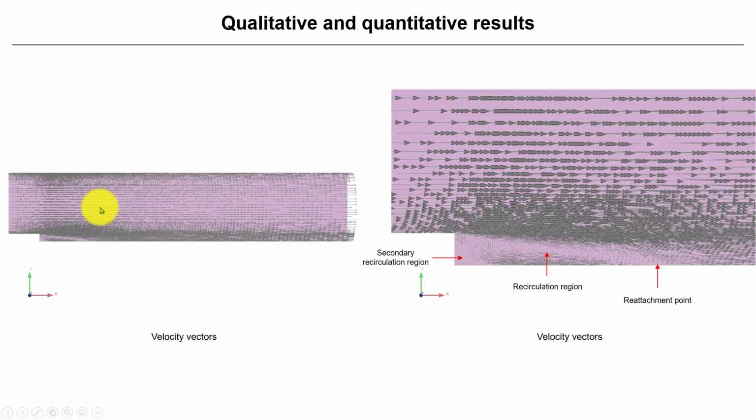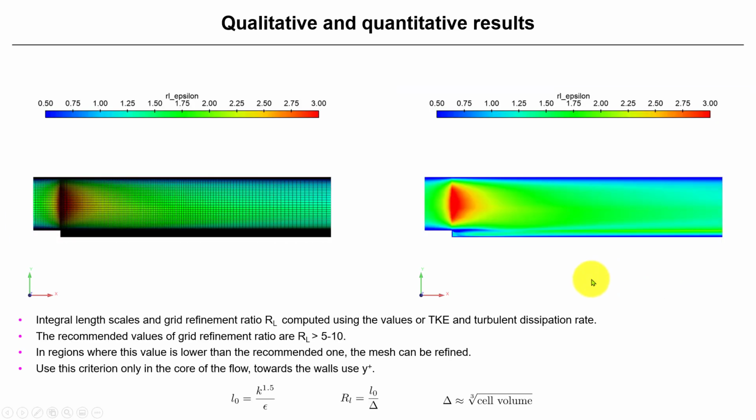Then we can look also at velocity vectors. Again, you can appreciate better here the recirculation region and the secondary one, and somewhere here you will have the reattachment point. So here we're looking for this point visually, but there are some other techniques, like you can look at the wall shear stresses in the x direction, and when it becomes negative, you know that you have that point.